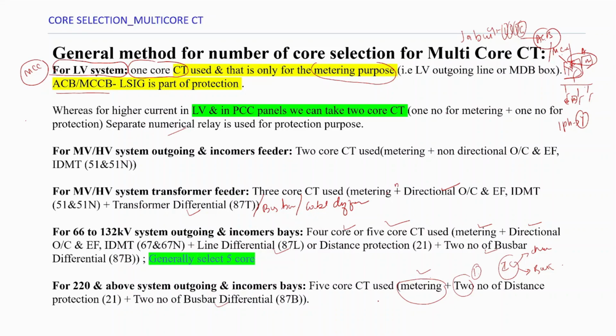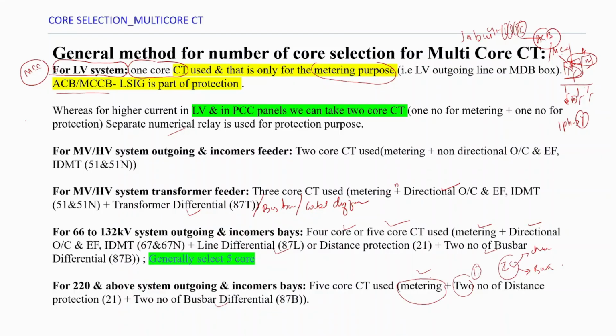What is this main and check? Is it like main and backup? Yes, exactly. One is main and another is backup protection. Then two different makes of relay will be used. Clear?